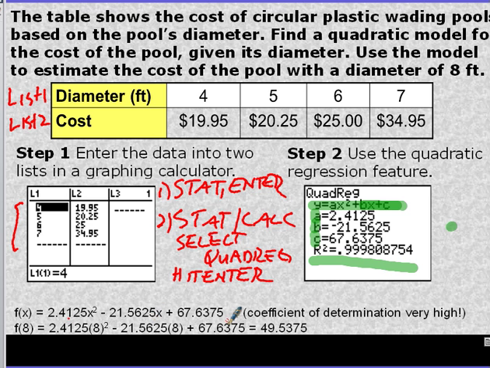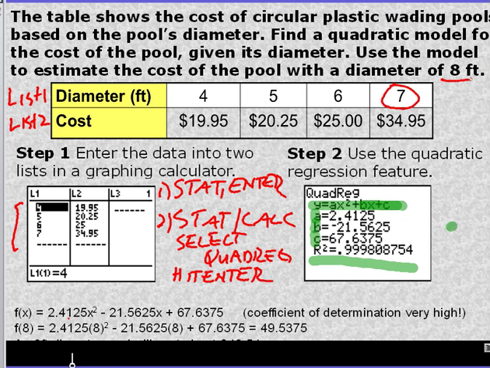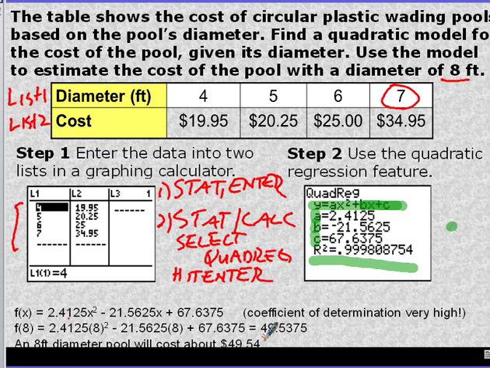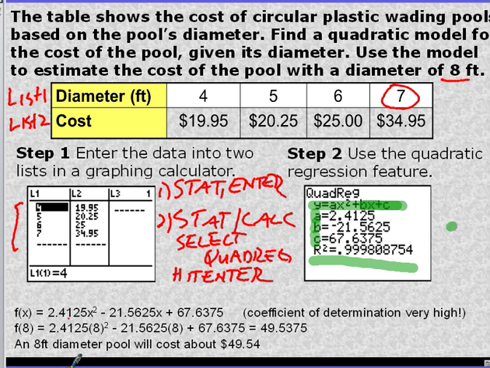And now we want to predict for our independent variable. If it's 8 feet, we're going to plug 8 in for x. And it tells us it's going to cost about $49.54. So it should be pretty straightforward. Put the data in, use your calculator to get the quadratic regression model, and once you have that model, then you can make predictions for data that you don't have.